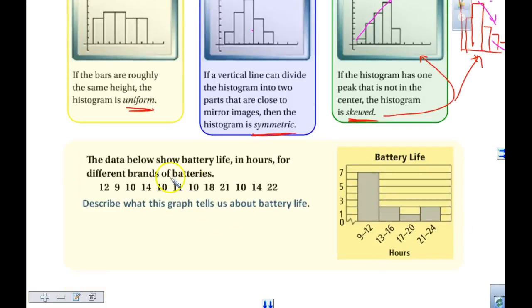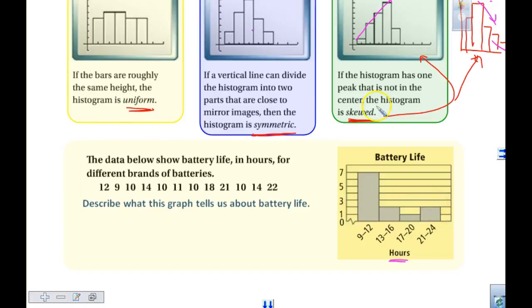So as we look at this one, it says here's the data that shows us the battery life in hours for different brands of batteries. So you're trying to decide what kind of battery should I buy if it's going to last in my flashlight, right? Or your radio or whatever you have. It says describe what this graph tells us about battery life. So batteries that last between 9 to 12 hours from the number that they surveyed, they had 7. Here they have, it looks like 2 that lasted from 13 to 16 hours, 1 that lasted 17 to 20, and 2 that lasted from 21 to 24 hours.